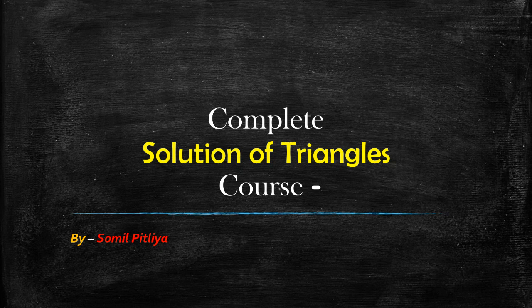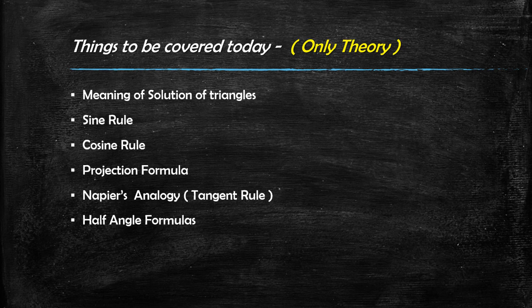Okay, so let us start with the preview of the topics that we are going to cover today. First of all, we'll understand the meaning of solution of triangles. Then we'll move to sine rule, then cosine rule, then projection formula, then Napier's analogy, which we also call the tangent rule, and then we'll go to half angle formulas. So these are the topics we are going to cover today. Let us start with the first: what is the meaning of solution of triangles?